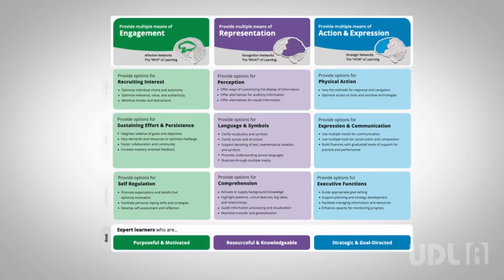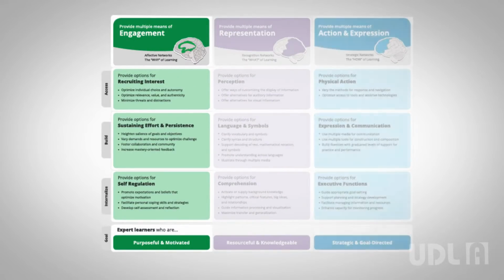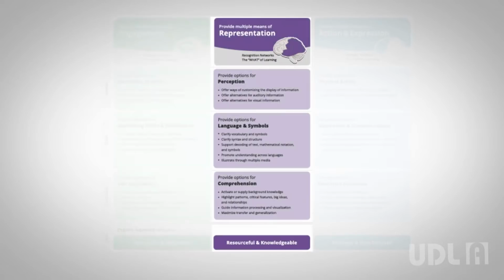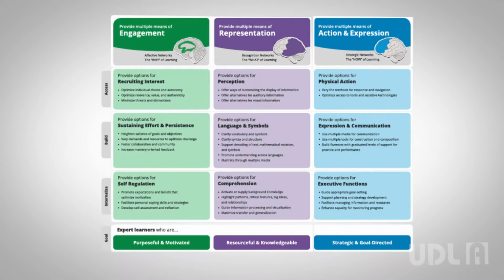Well, the UDL principles are not given a hierarchy. Engagement doesn't outrank action and expression, but they are laid out in the progression of a typical lesson. You begin by engaging the students, then you introduce the content and skills required by your learning objectives, and then they perform some activity to produce evidence of having learned the content or skill. Granted, that's overly simplistic, but you get the point.